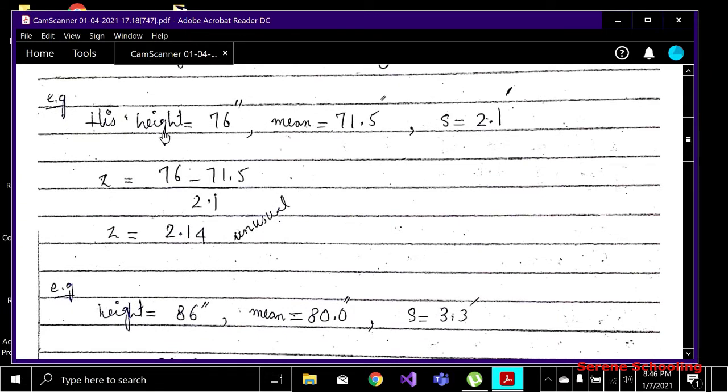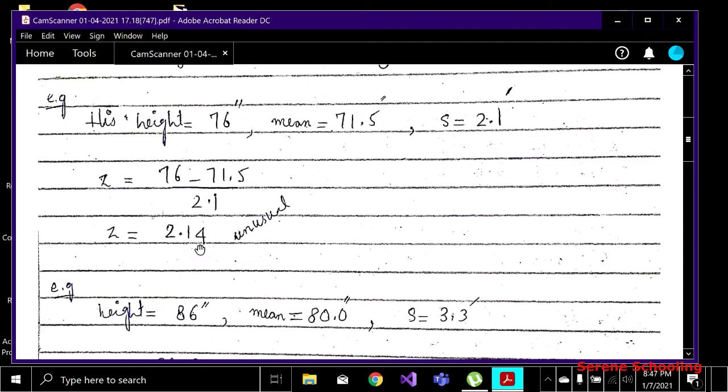Suppose we are given some height. This is our data value, that is our x, and this is our mean, that is the sample mean. If we are not told about the sample or the population data, we assume it to be a sample. Here we are not told anywhere, so we assume it to be sample data. This is our sample mean, this is our sample standard deviation. So we use the formula x minus x bar over s. Our x is the data value, that is 76, our mean is 71.5, our s is 2.1.